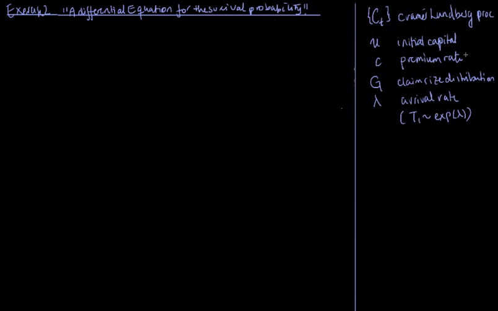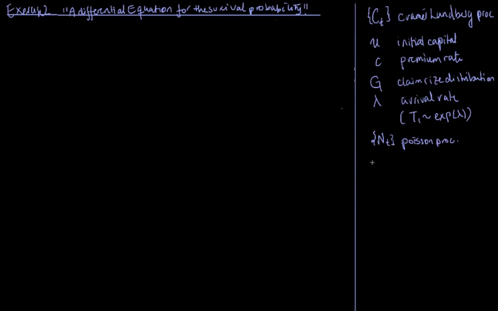Note that since the Cramér-Lundberg process is built on the assumption that the claim number process is a Poisson process, it follows that with an arrival rate lambda, the first arrival time will be exponentially distributed with parameter lambda.